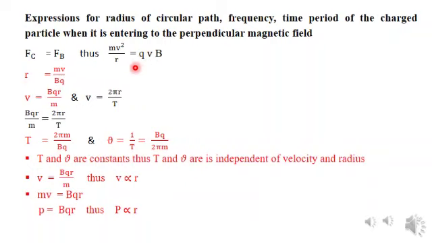After cancellation and arrangement, we will get r equals mv divided by bq. This is the expression for radius of the circular paths. After rearrangement, we will get again v equals BQR divided by m. But we know velocity equals distance by time. For one circular path, distance is 2 pi r and corresponding time is time period. So v equals 2 pi r divided by T.